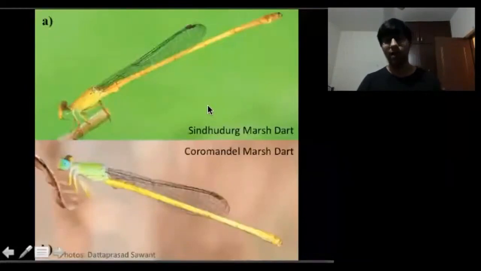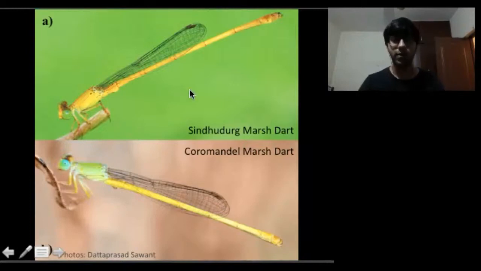So another example of this is Datta Prasad Sawant, who is a doctor by profession from Mumbai, and he's originally from Sindhudurg, and he goes there quite a lot for photography and so on. And on one such trip, he observed this damselfly and he sent me the photos. And after working on it for some time and after looking at it under a microscope, we figured out that it's actually a completely new species.